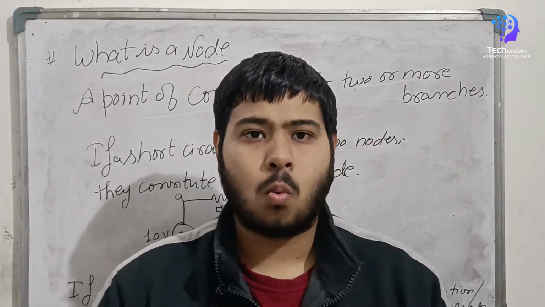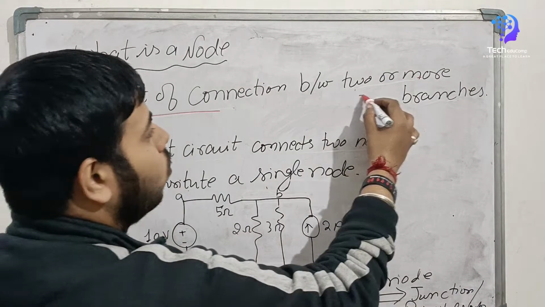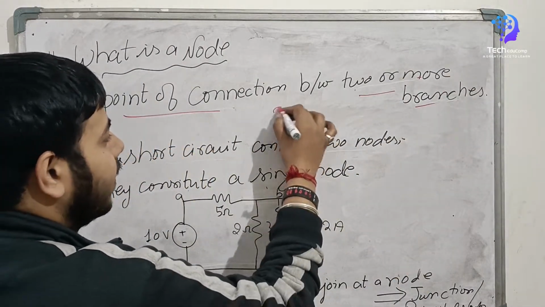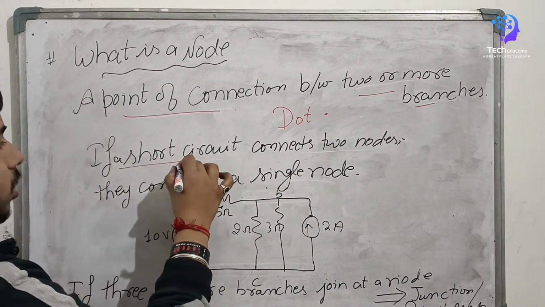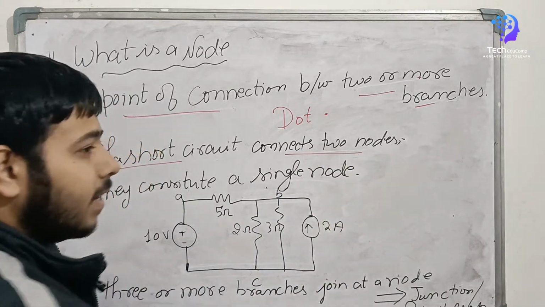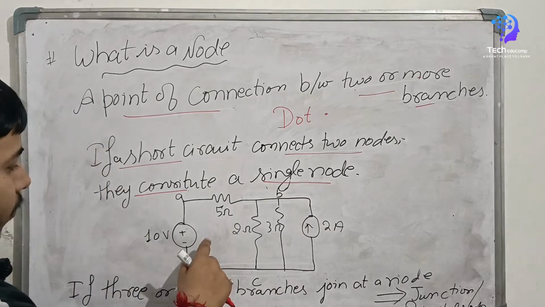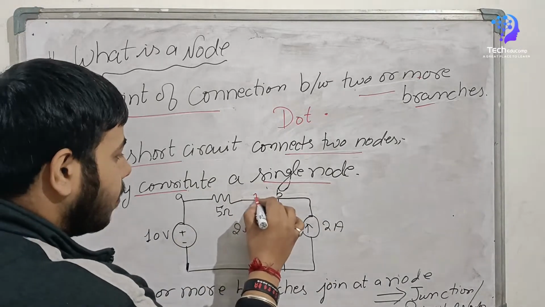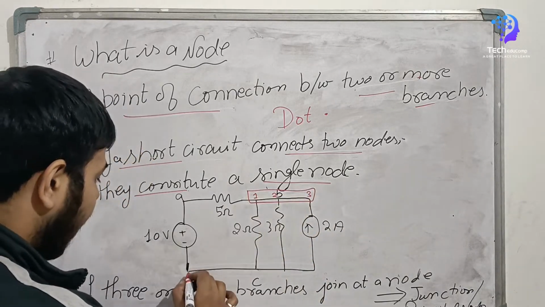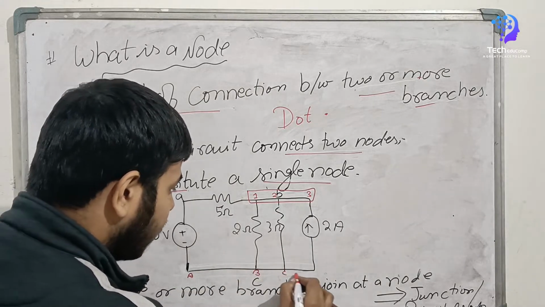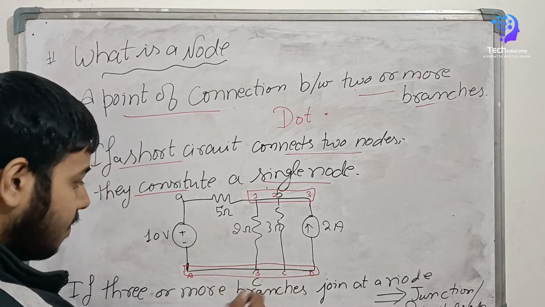Now let's understand what a node is. A node is a point of connection between two or more branches. It is usually represented by a dot. Furthermore, a short circuit which connects two nodes at a time always constitutes a single node. For example, in this circuit, points 1, 2 and 3 constitute node B, and points A, B, C and D form node C.